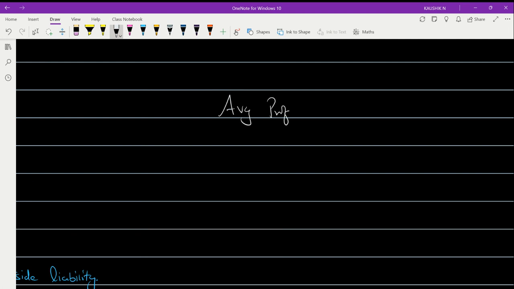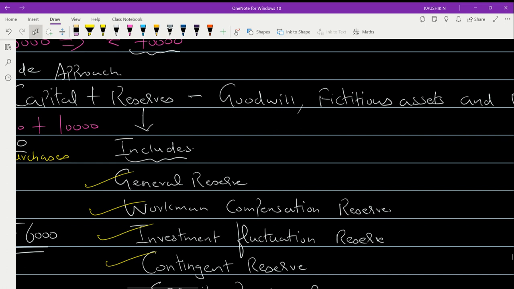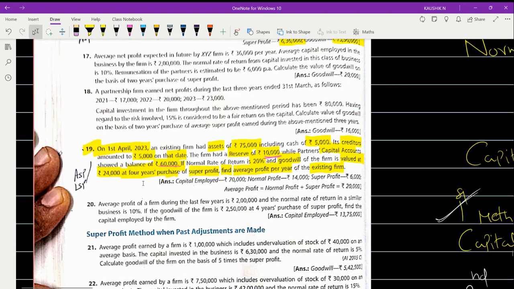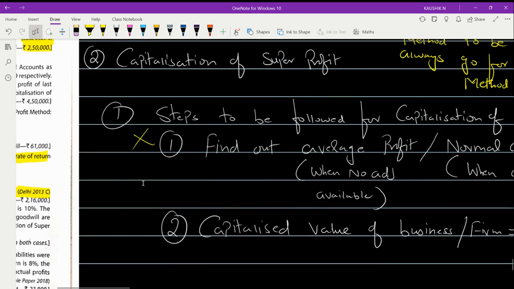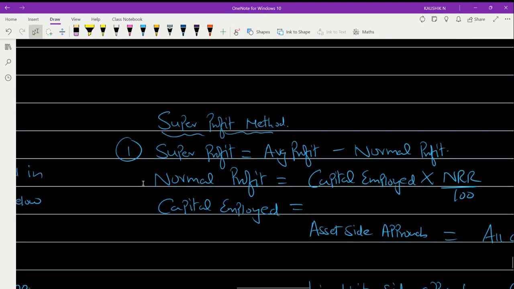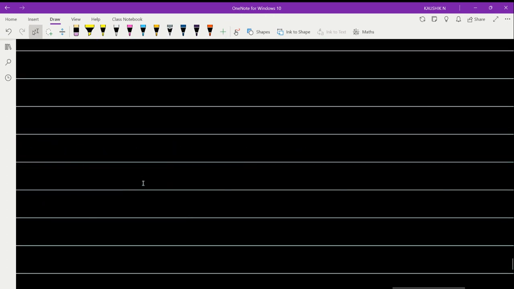My average profit is given as rupees how much? 4 lakhs. My NRR is given as how much? NRR is 10 percentage. And then nothing else is given? No. You are also given assets of the business for 40 lakhs and liabilities 7 lakh 20 thousand. Right? Yes, sir. So let me write this.